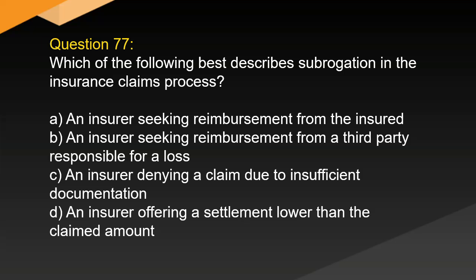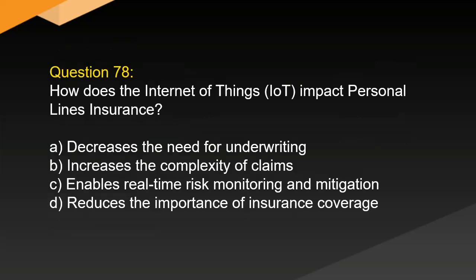Question 77. Which of the following best describes subrogation in the insurance claims process? A. An insurer seeking reimbursement from the insured. B. An insurer seeking reimbursement from a third party responsible for a loss. C. An insurer denying a claim due to insufficient documentation. D. An insurer offering a settlement lower than the claimed amount.